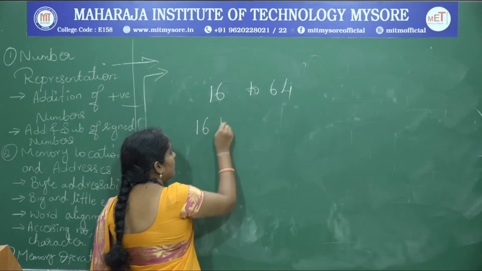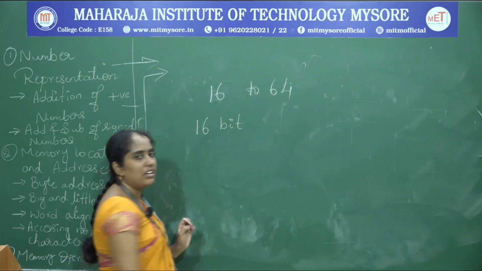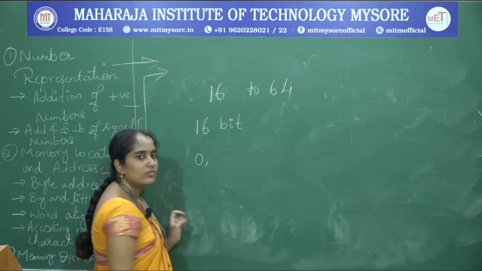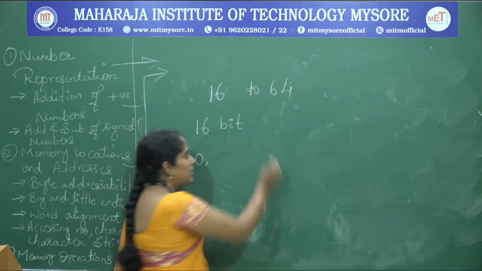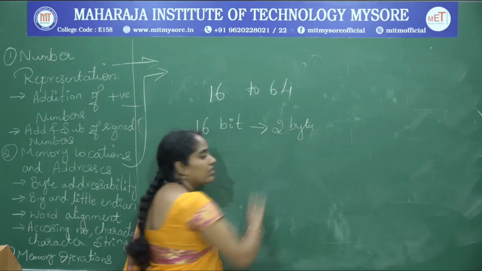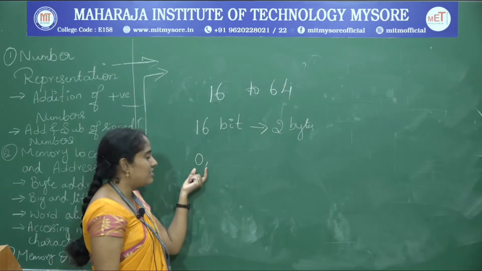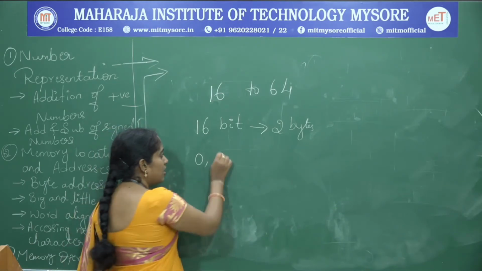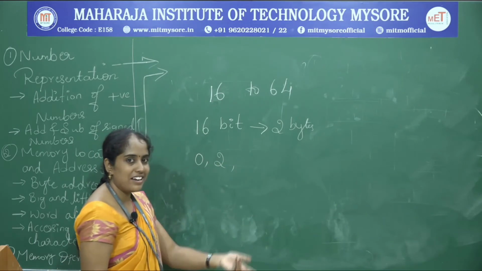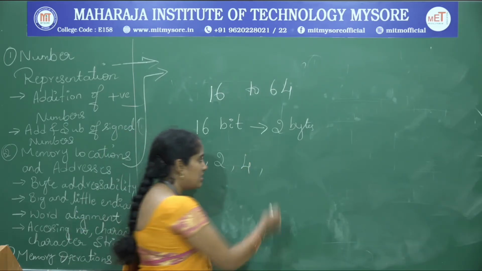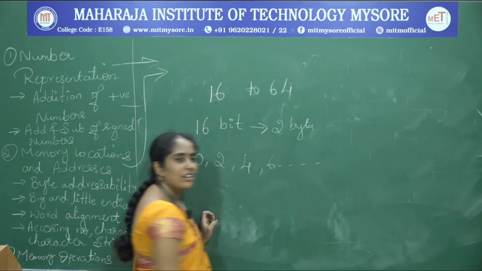So in 16 bit, always the word address is like that, 0. So 16 bits is nothing but 2 bytes, right? So the first word address starts with 0 and the next address is 2 and the next address is 4 and the next address is 6 and so on, right?